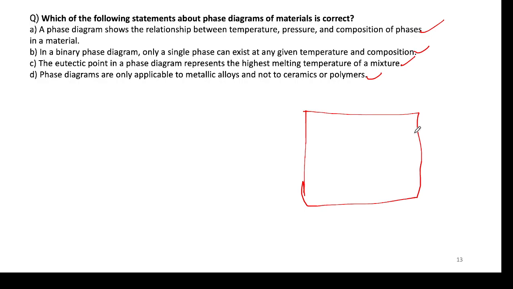Okay, let's see the true or false type. We can have 4 questions now. The phase diagram is only applicable to metallic alloys and not to ceramics or polymers. True or false? It's easy, right? Now we will go one by one. True or false? For the D option.